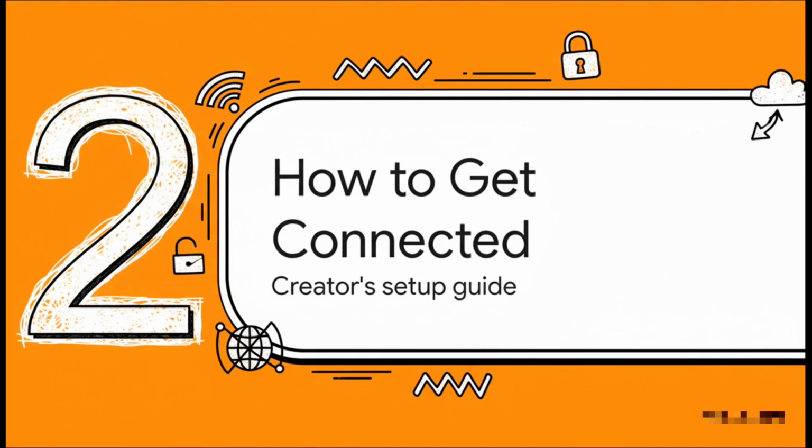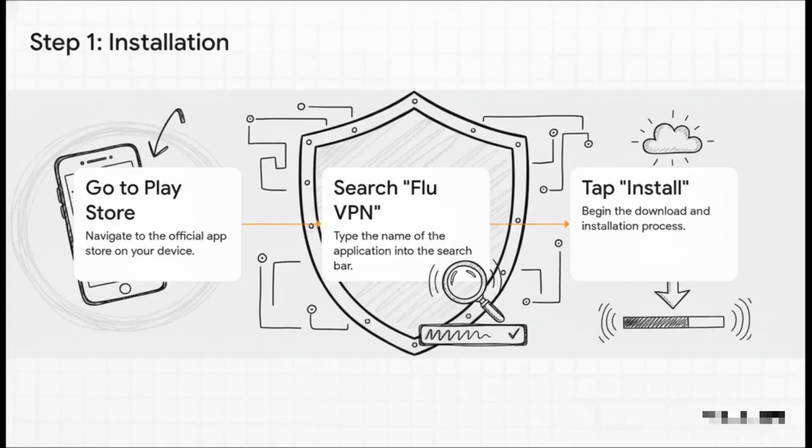Okay, so hearing about all these great features is one thing, but how easy is it to actually get up and running? Well, the creator walks everyone through it with a super simple tutorial, so let's go through the exact steps they show for getting connected. First up, installation. And honestly, the process shown is about as straightforward as it gets. You just go to the Play Store, type in Flu VPN, and hit install. The creator makes it really clear. No confusing websites, no complicated manual setups, just a simple, direct download.